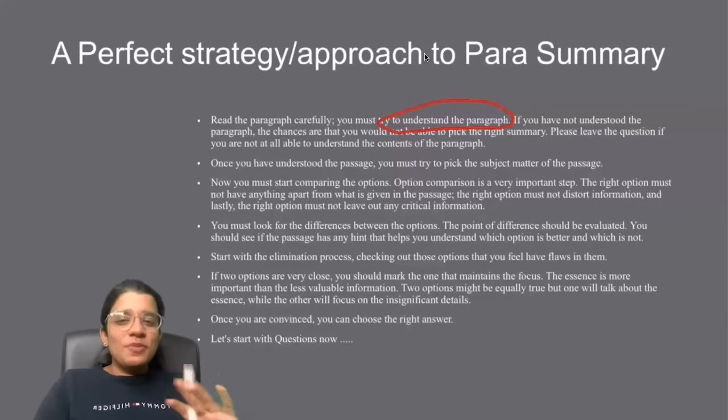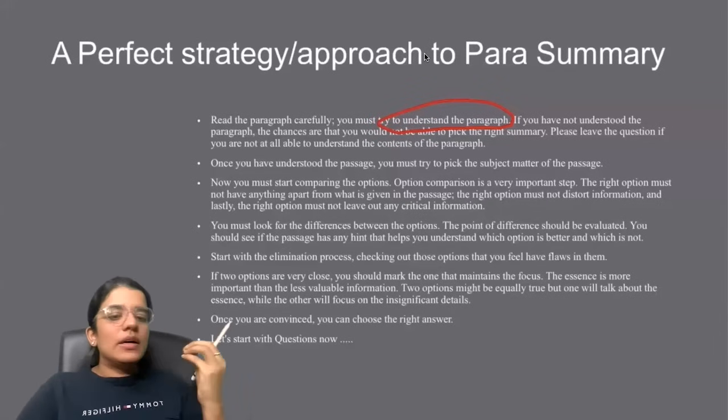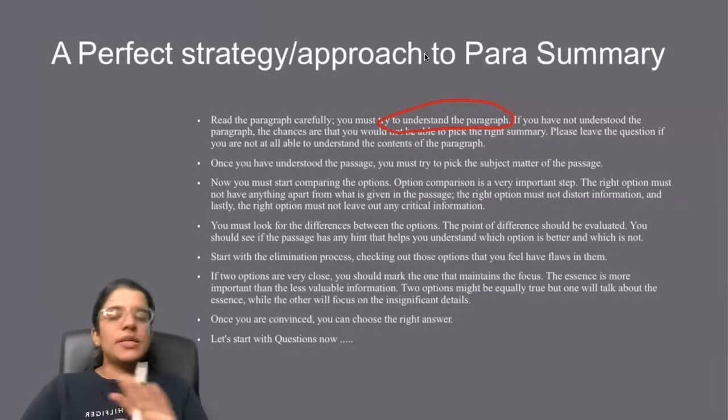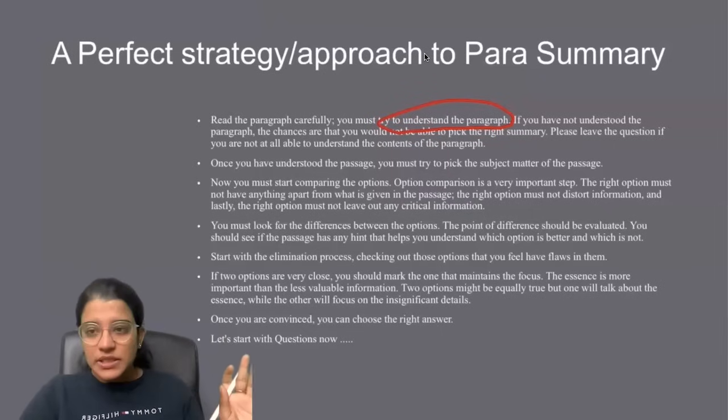So if you've not been able to understand the paragraph, then my suggestion to you will always be to ignore or to skip that particular question and move on to the next one. राइट? अगर आपको लगता है कि आपको मिनिमम 50-60% पैसेज समझ आया है तो आगे बढ़ के उसे अटेम्प्ट करो, otherwise just skip it and move on, because if you have not understood the paragraph then there are high chances that you won't be able to choose the correct option of the para summary. क्लियर?